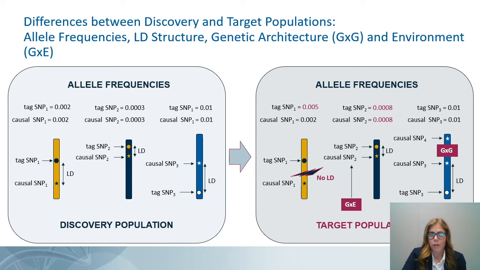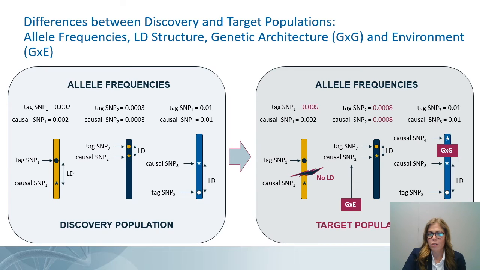So on the left here, you see that there's a breakdown in the LD between the tag SNP and the causal SNP due to recombination that happened at some point in that population, such that those frequencies are no longer linked to one another.